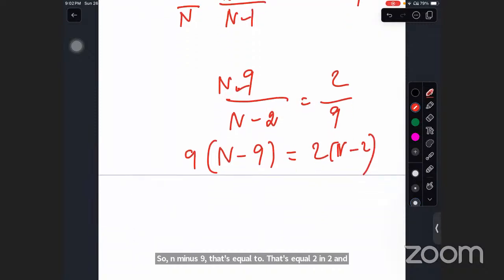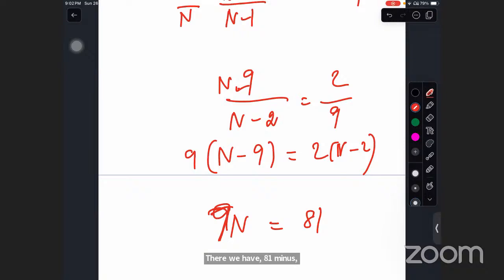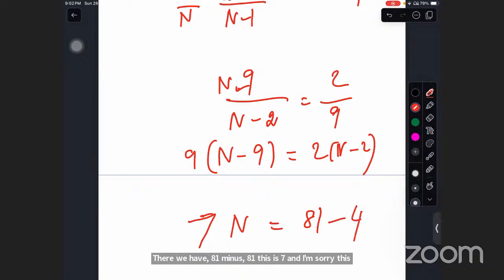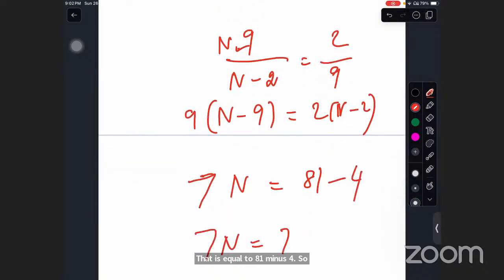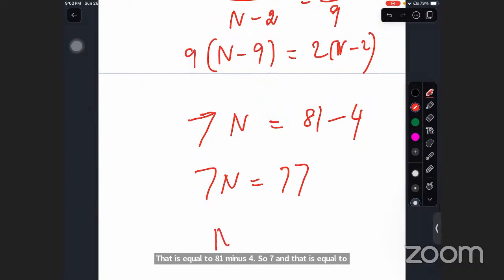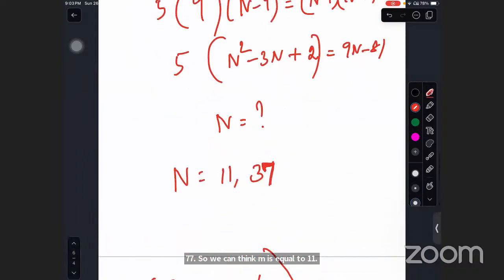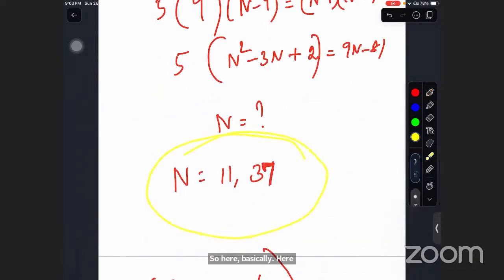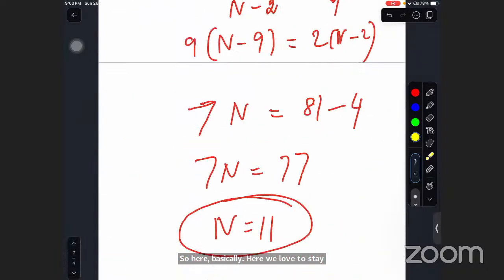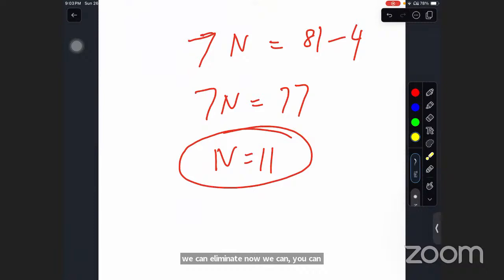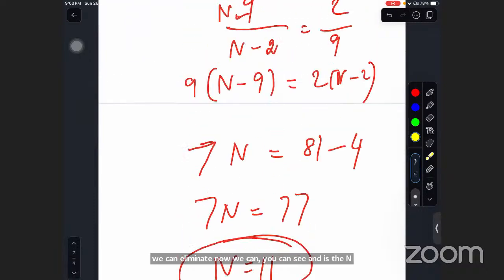So we are having 9n minus 2n, which is 7n. That is equal to 81 minus 4. So 7n is equal to 77. So we can take n is equal to 11. Here basically we'll have two values, but we can eliminate one. Now you can see n is equal to 11 is the case which we'll be getting. So this is the value.